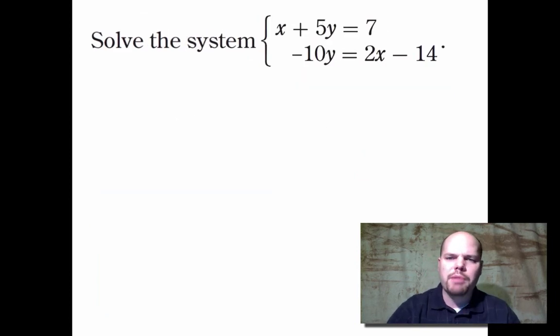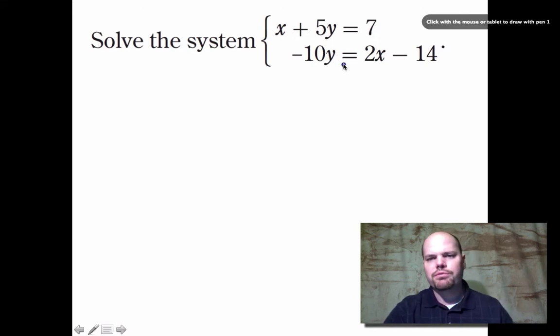All right, solve the system x plus 5y equals 7 and negative 10y equals 2x minus 14. Now this isn't set up for substitution or the elimination method, so we'll need to rearrange this first. It's pretty easy since the last section we learned was to use the elimination method. Let's just subtract 2x from both sides and get a new system.